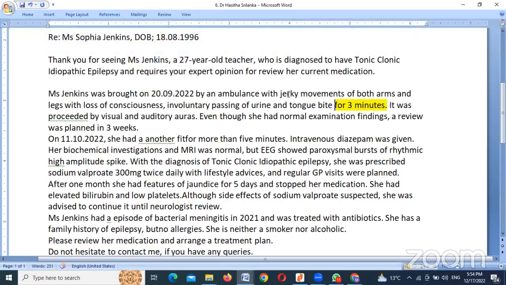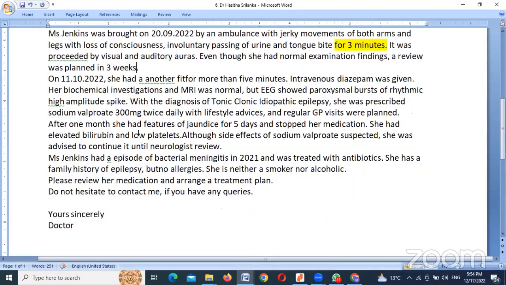The 3 minutes should go with the jerky movements of both arms and legs, which lasted for 3 minutes, then associated with loss of consciousness and voluntary passing of urine and tongue bite. So these 3 minutes don't fit at the end. It should be with the jerky movement. It was preceded by visual energy or auras, even though she had normal examination findings. A review was planned in 3 weeks. We can make it a little bit more simple and easy.